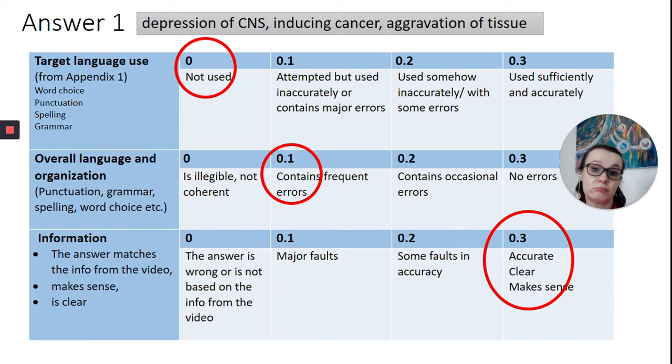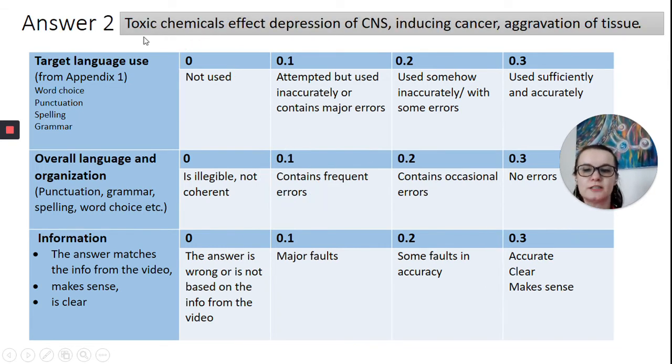The next answer was: toxic chemicals affect depression of CNS, inducing cancer and aggravation of tissue. So for the target language use for cause and effect and examples, I gave 0.1. Why? Because there is something about cause and effect.